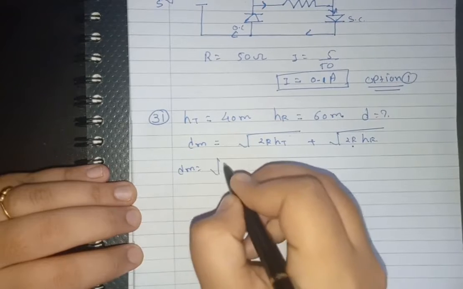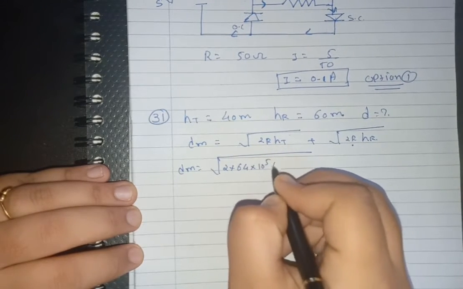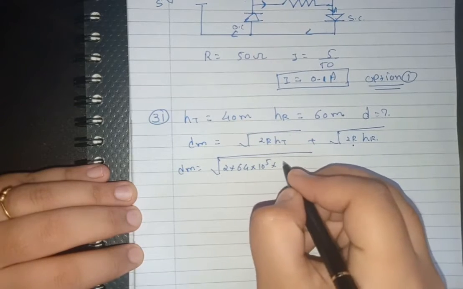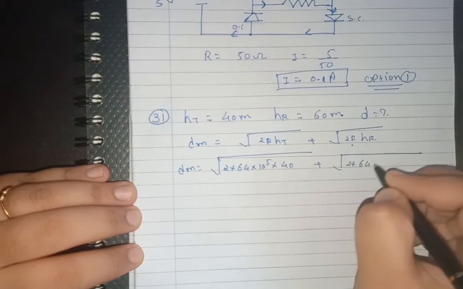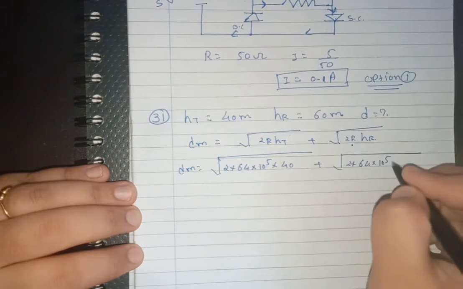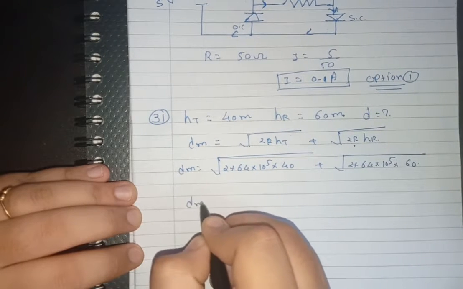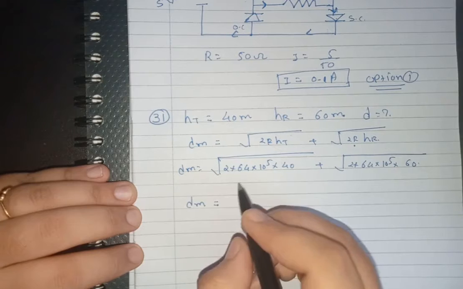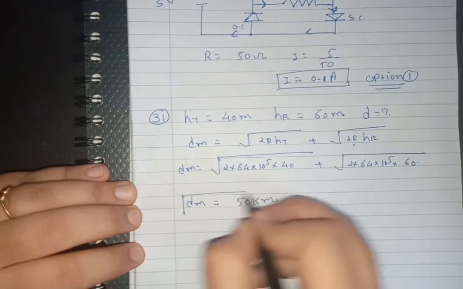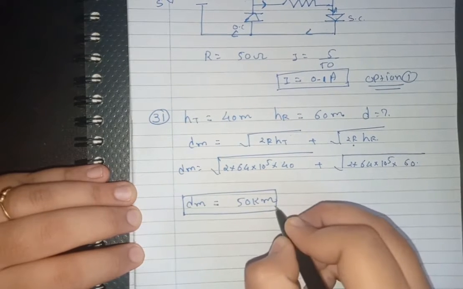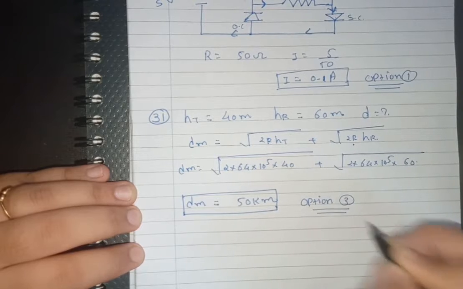So dm will be under root 2 into 64 into 10 power 5 into height of transmitting antenna 40 plus under root 2 into 64 into 10 power 5 into height of receiving antenna 60. Simplify this, we will get maximum distance, that is 50 kilometer. So option 3 is correct option.